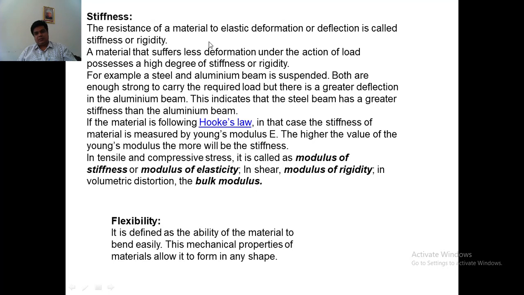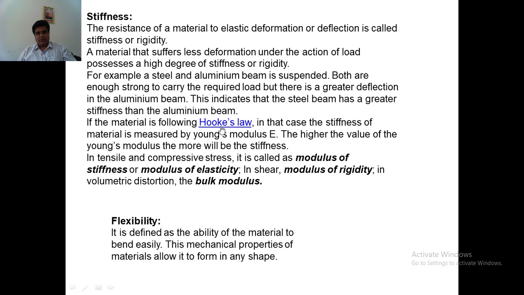Similarly, stiffness, just now we discussed that. The resistance, how much the material will resist elastic deformation, is called stiffness. Deformation is nothing but change in shape and size. Similarly, deflection is also change in shape and size. So all these words we should remember: deformation, deflection, stiffness.